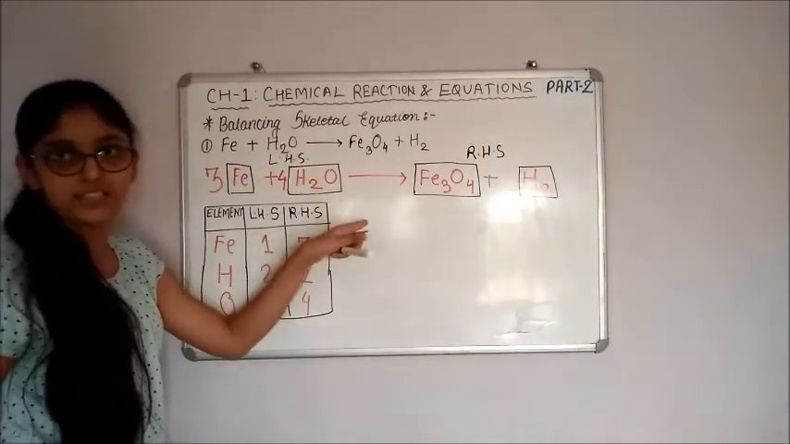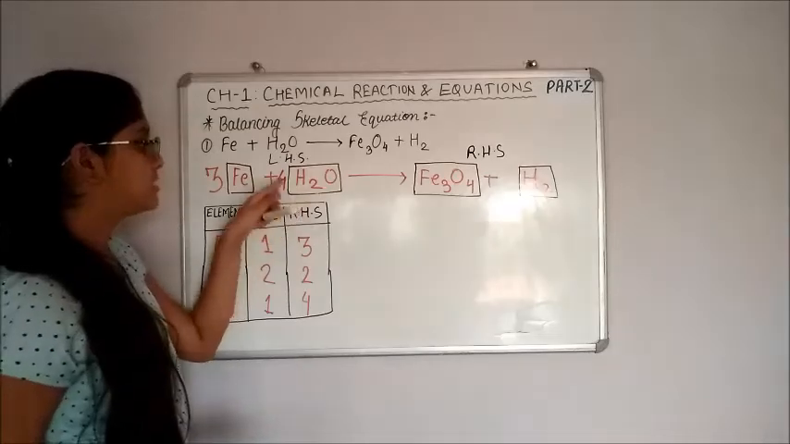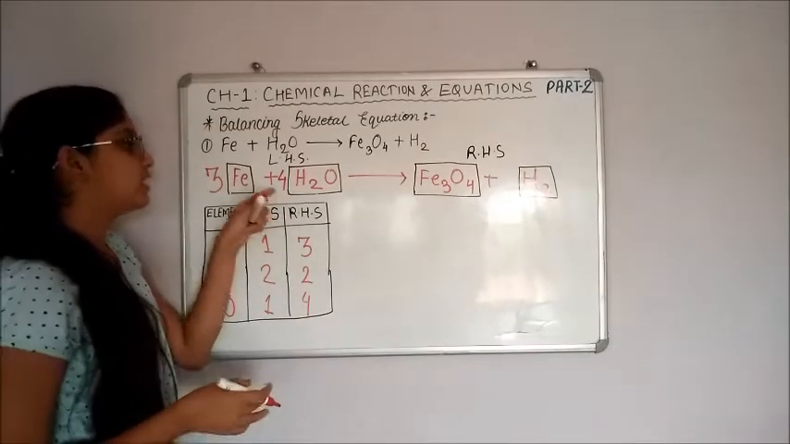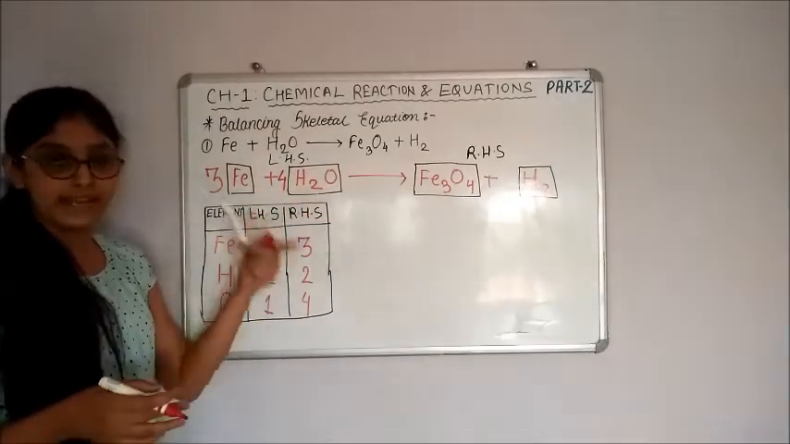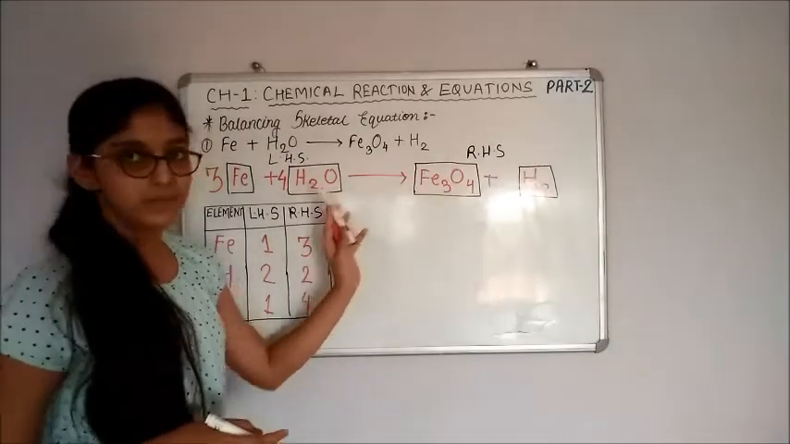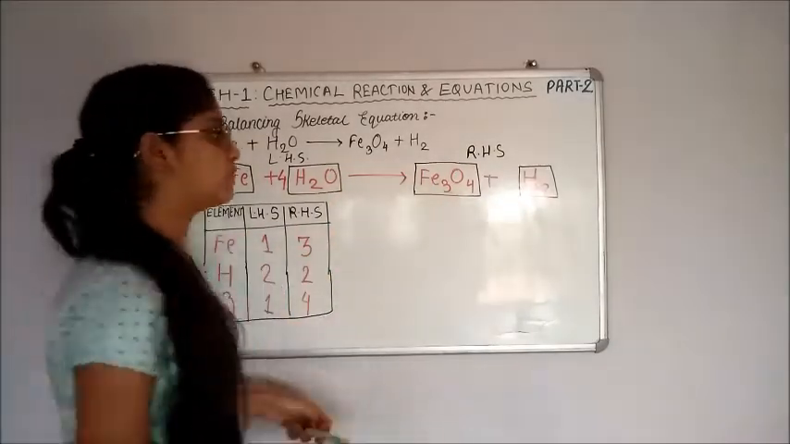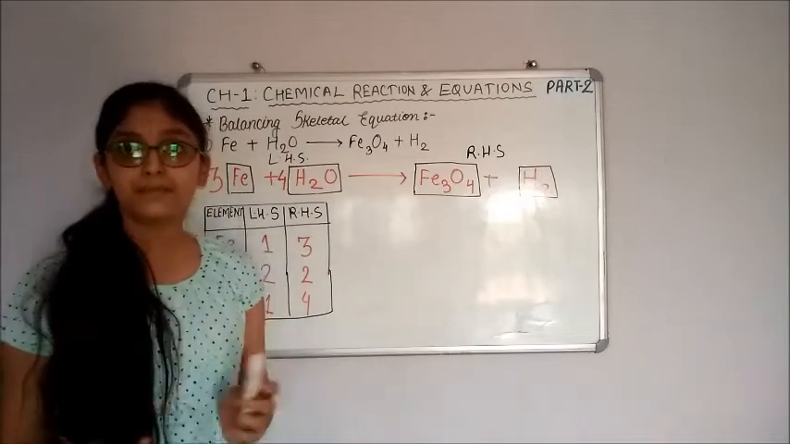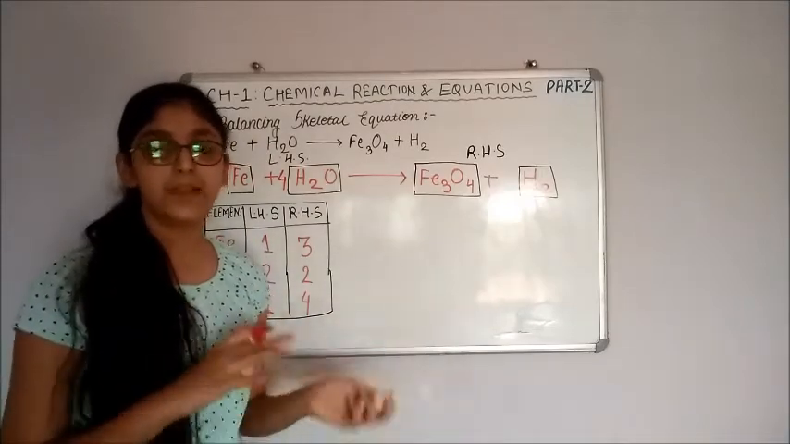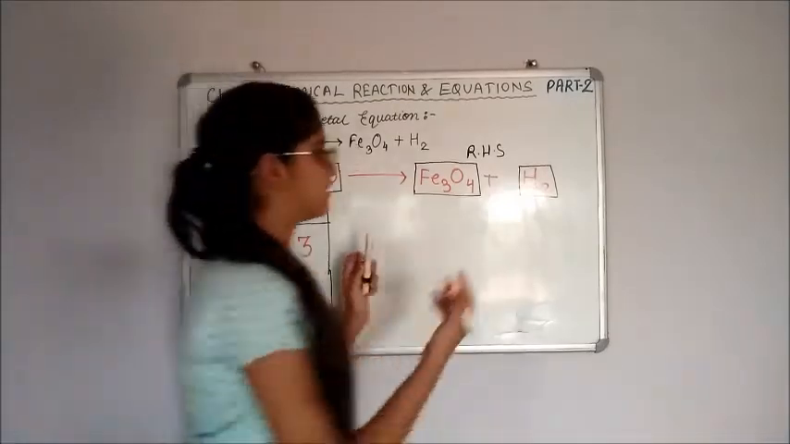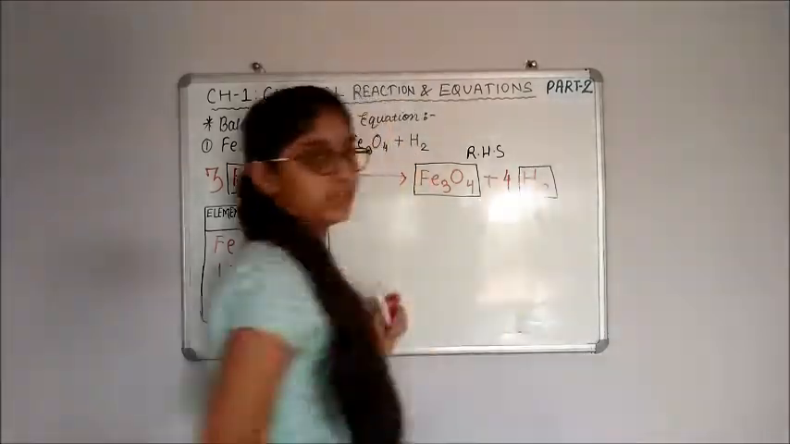Now oxygen got balanced, but what happened is hydrogen got unbalanced. Here hydrogen has 4 into 2, 8 atoms, and here it is having only 2. So what we can do is 2 multiply by what to get 8. If we multiply 2 by 4, we get 8. Therefore we will write 4 over here.